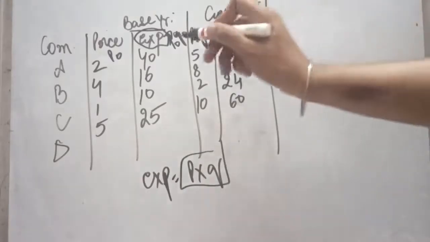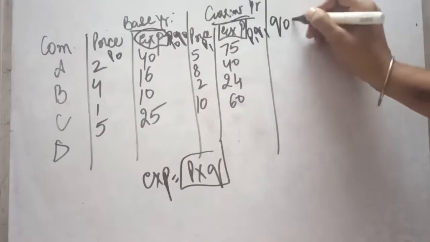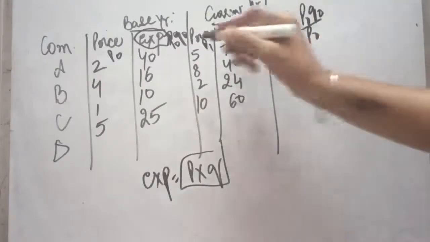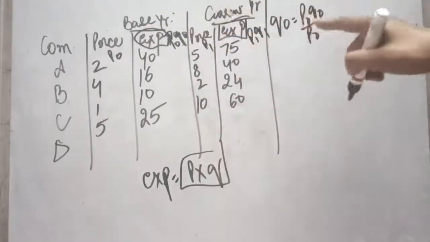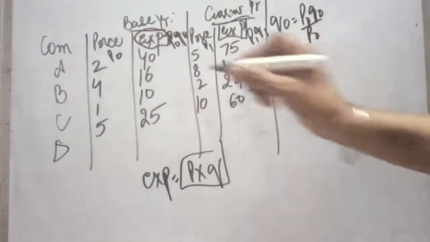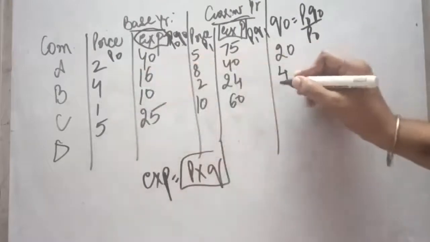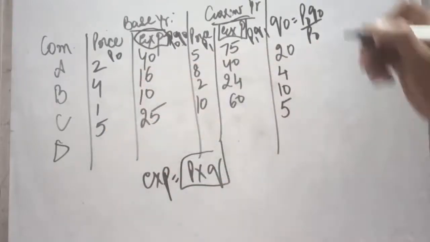So in this question you have already been given P0 Q0, and if I have to calculate Q0, I can apply this formula: P0 Q0 divided by P0. So I will be getting my Q0 also. So 40 divided by 2 will be 20. 16 divided by 4 will be 4. 10 divided by 1 is 10. 25 divided by 5 is 5.